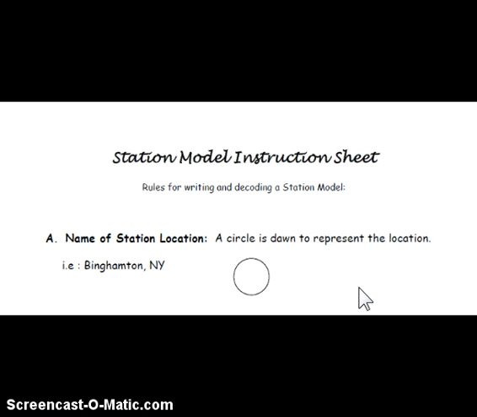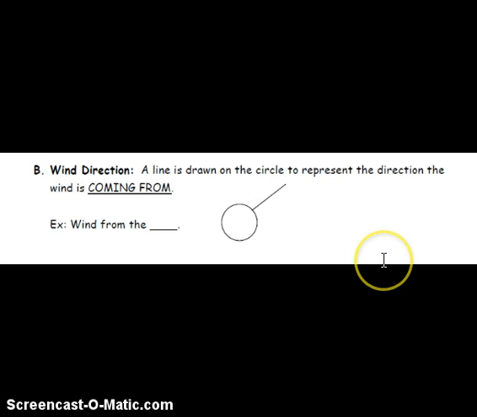If you think back to the weather map I just showed you, all of those teal circles represented specific locations. For example, Binghamton, New York would have its own specific station model. The next thing would be the wind direction. A line is drawn on the circle to represent the direction the wind is coming from. Keyword here is coming from. All winds are named from the direction they come from.